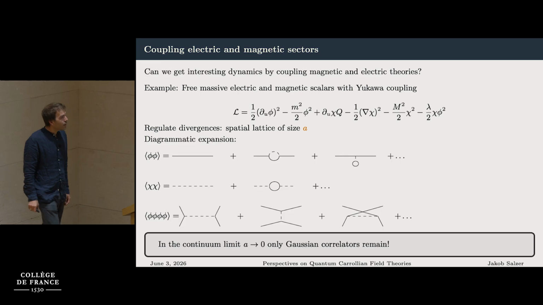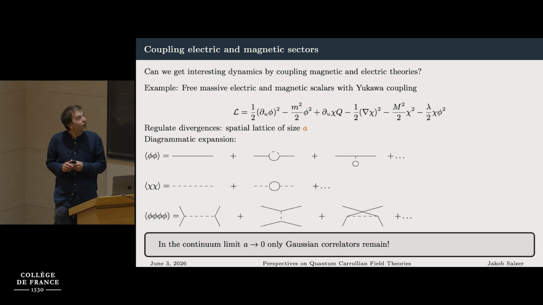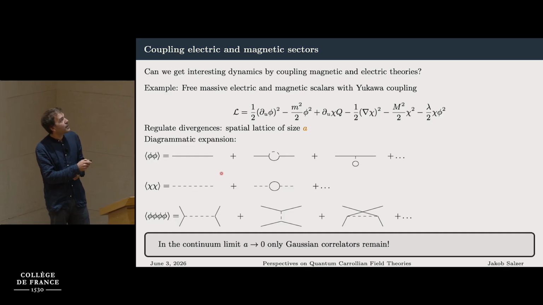Okay, now we're still on a quest to find an interacting Carrollian theory. So one might say that maybe we should couple together an electric and the magnetic sector, and this will give us some nice and interesting dynamics. This is what we did in the paper, so we considered several examples, one of them being Carrollian electrodynamics coupled to matter, the other one being this theory that I show you here. So this is a free electric Carrollian theory and a magnetic theory here, together with a Yukawa coupling.